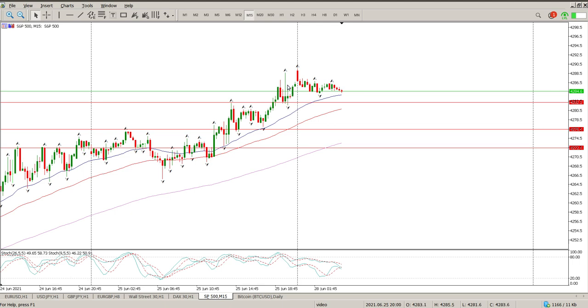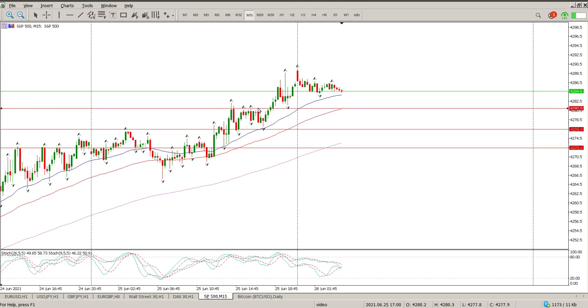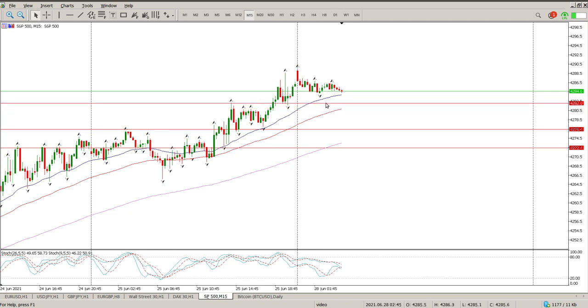This 4282, I would expect 4280 pretty much. I mean, there's a 4280 right in here. If I use this level here, that would be 4280, I think. Yeah, 4280. So that would be a round number. But anyway, that's my view at the moment. Pull back on structure, we're looking to buy.